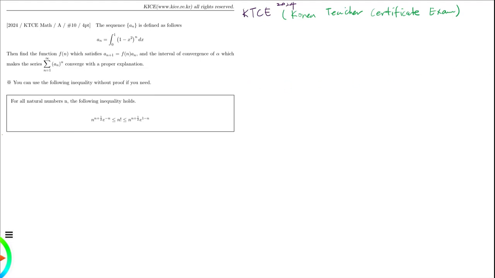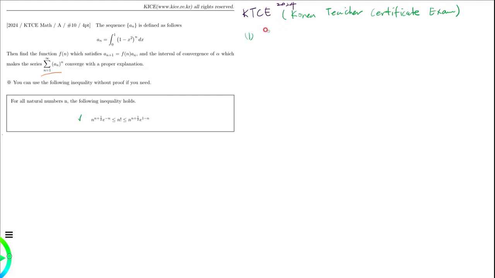In this video, I want to deal with an analysis problem, which is about the interval of convergence of a series of functions, with a series of sequence a sub n under specific conditions. Okay, before I dive into the problem, I want to comment about this inequality.